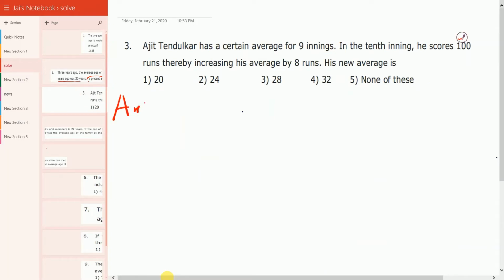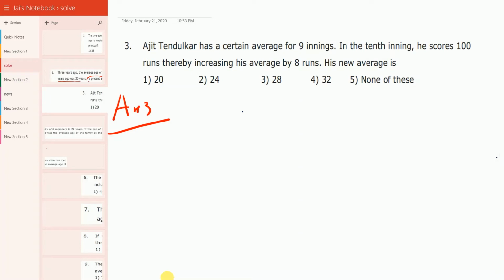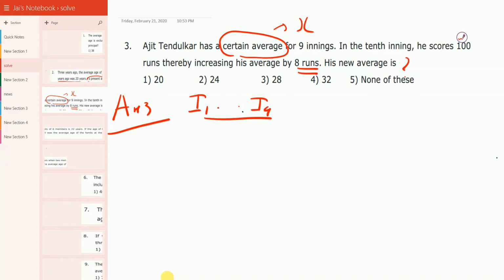Moving on to the third question. Ajit Tendulkar has a certain average for 9 innings. So let me assume the value of X since the certain average is not given. In the 10th inning, he scores 100 runs, thereby increasing his average by 8 runs. Find his new average. So according to the question, the average of 9 innings is given to be X. So from here you can calculate the value of summation I, I varies from 1 to 9, as 9x.